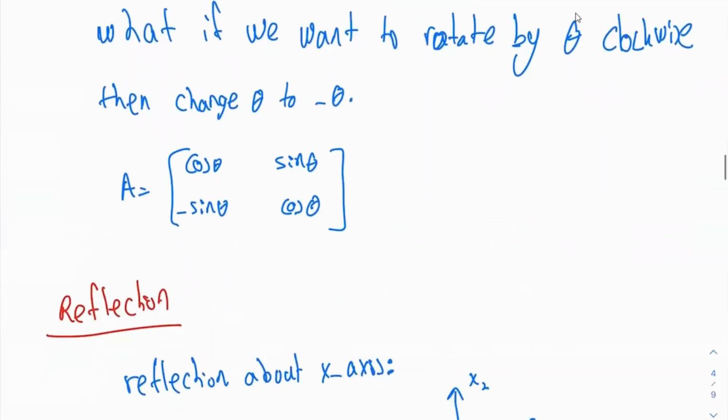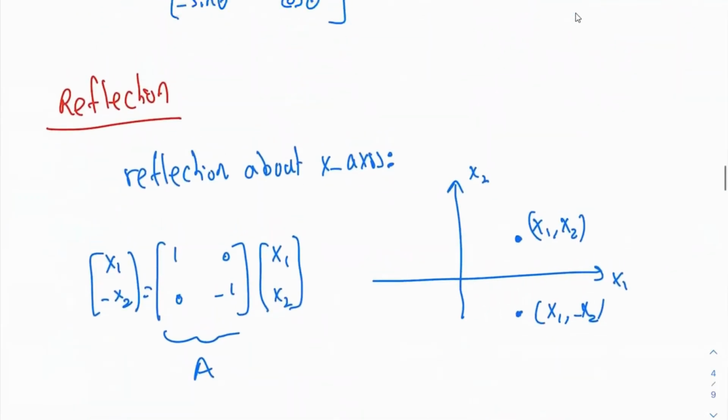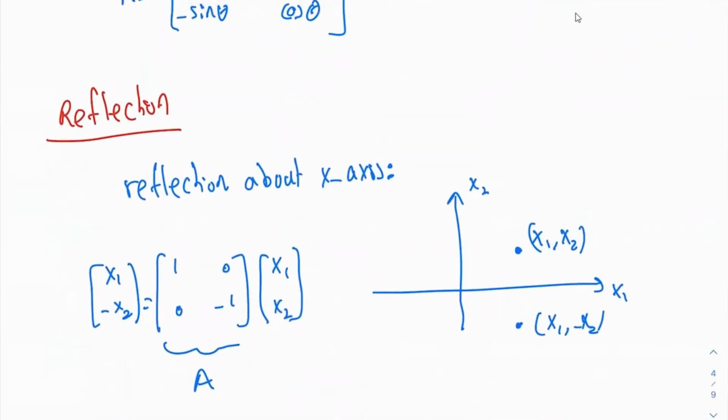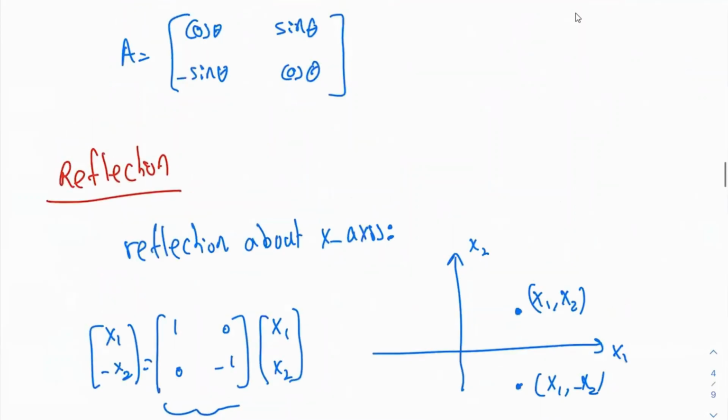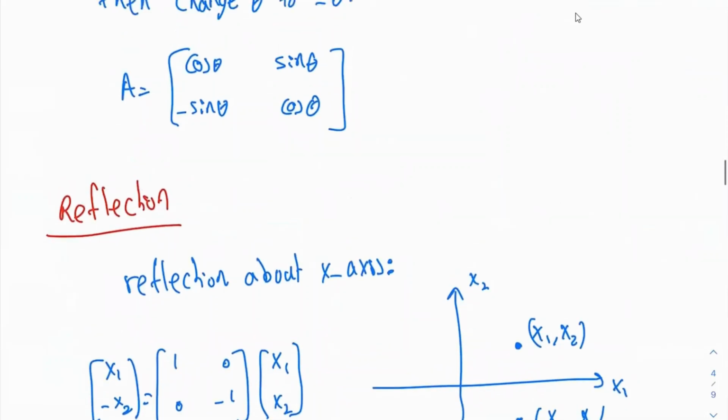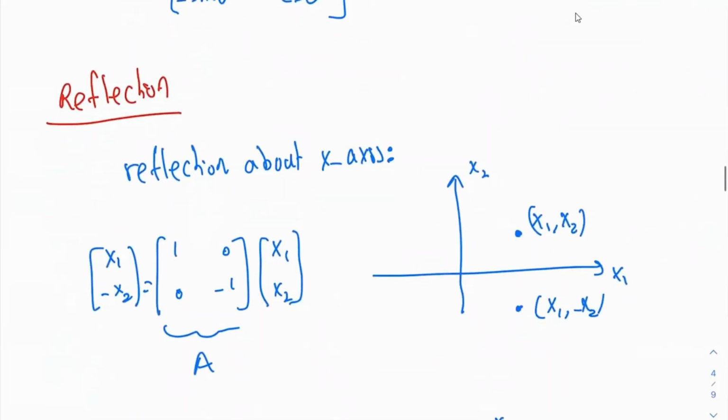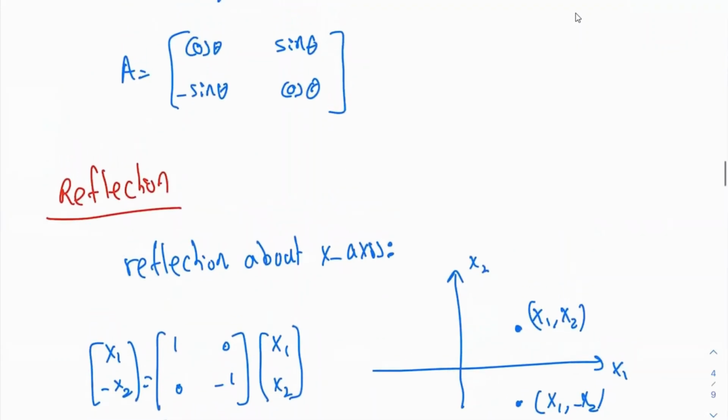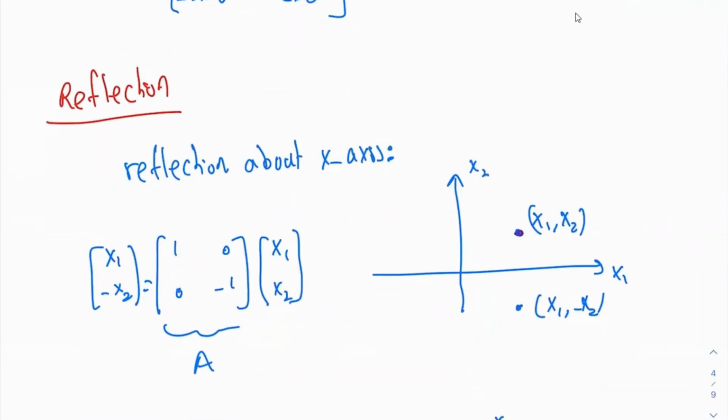Okay, good. Let's talk about reflection, right? What happens if you reflect a vector about the x-axis? This is a diagram I have here. This is our vector here. This is our point in 2D. You can also draw this vector here if you want. So what would happen if you reflect it around the x-axis? I get the new point here. This point will have the same x, but the y component will be multiplied by -1, right?